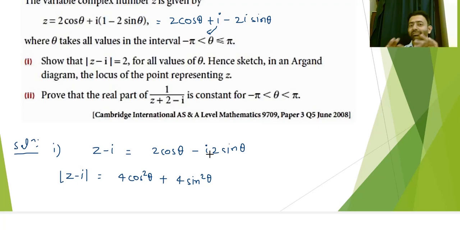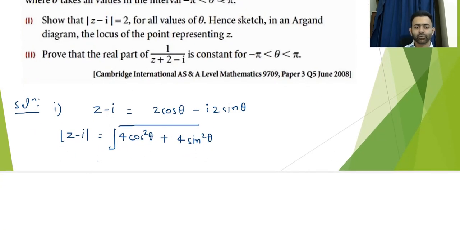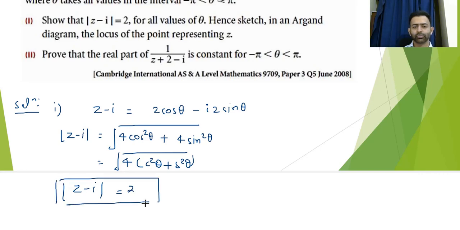So remember that the magnitude is just a real number, so you have to take just the real parts, a square and b square. Do not involve a square plus i b square. So square root of this, 4 you can take outside, it is just cos square theta plus sin square theta. You may use the identity, which is 1, so it will become 1. So mod of z minus i is just square root of 4, which is 2. And then we have to sketch this diagram.